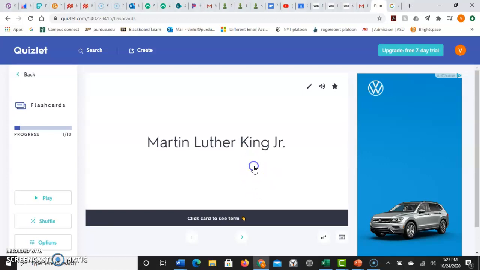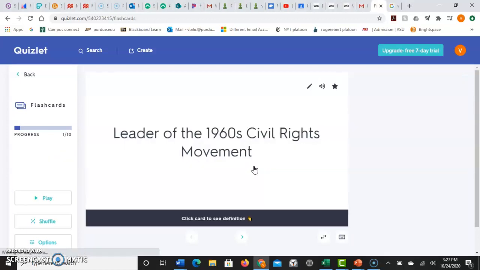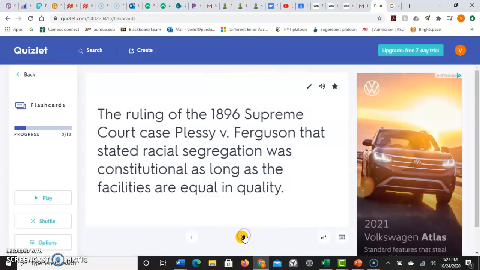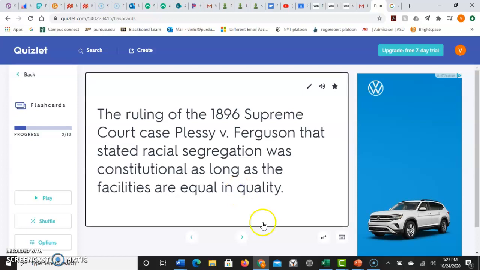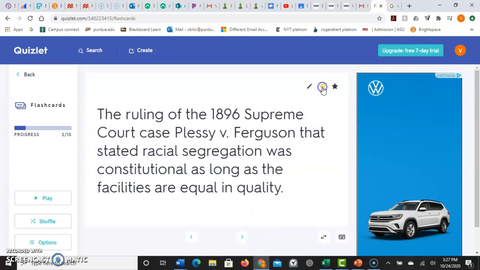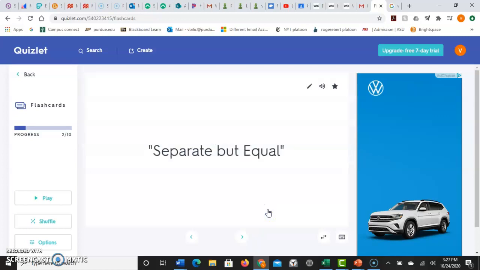So as you can see, Martin Luther King Jr., leader of the 1960s civil rights movement. We've got other things like the ruling of the 1896 Supreme Court case Plessy versus Ferguson, that stated racial segregation was constitutional as long as the facilities were equal in quality. So if I click back, this is the front of the card.